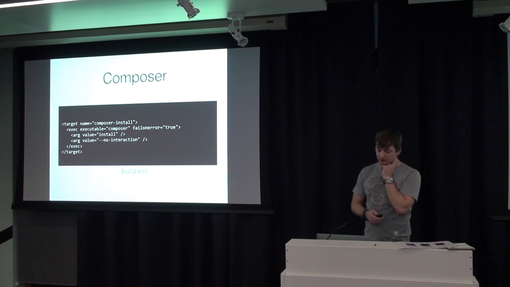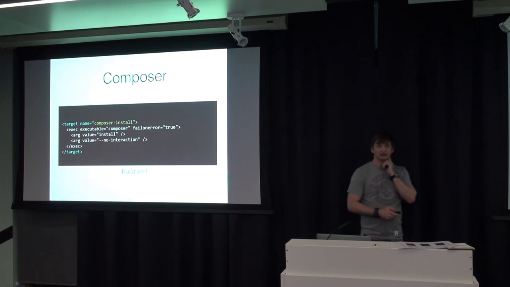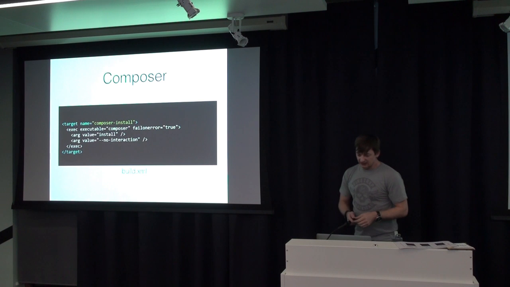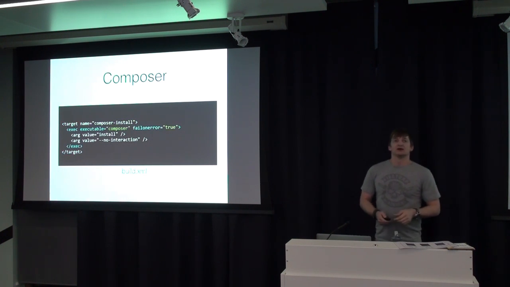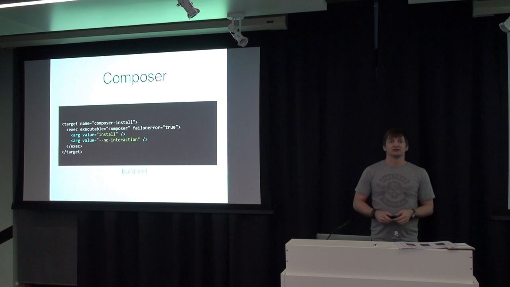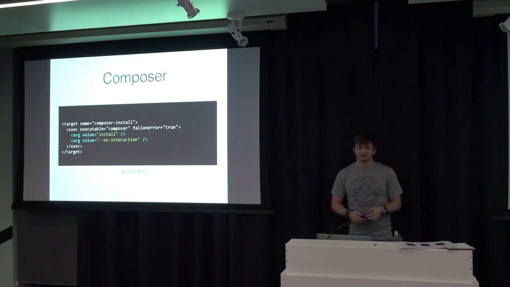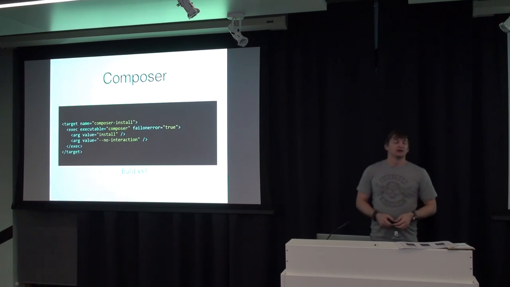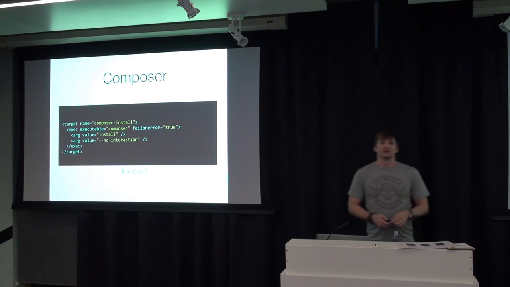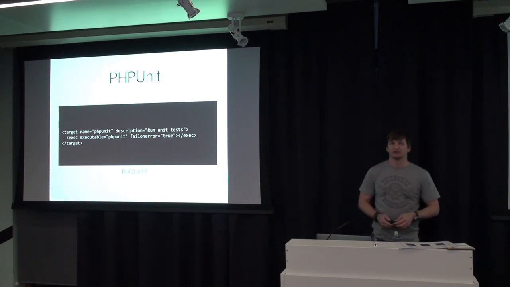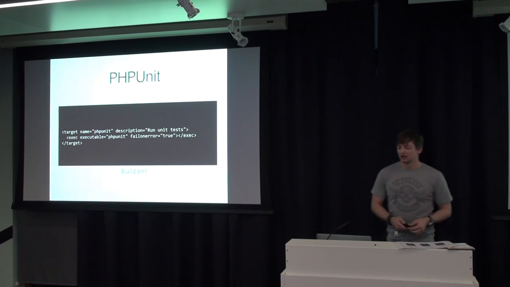So let's have a look at a real-world example. We want to do our Composer stuff, and yeah, we create a target with the name composer install, and then just put some arguments to it, like composer install and no interaction, because it's running automatically and it's not really getting user input. So that's basically all you have to do to use Composer install via Ant. And another example, for example, could be PHPUnit.